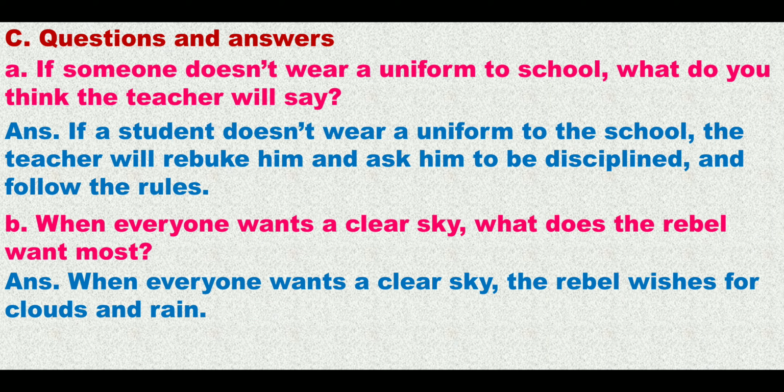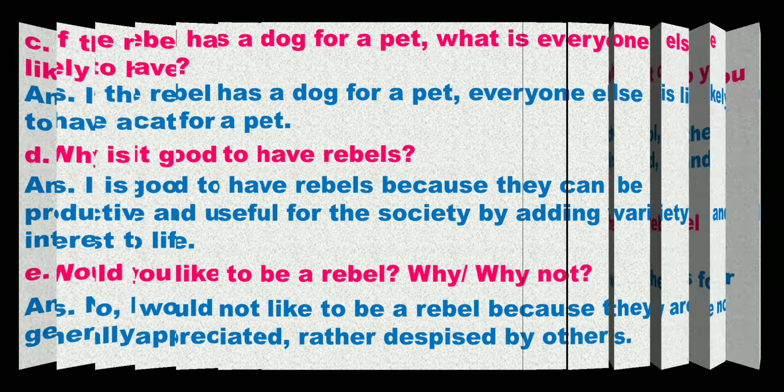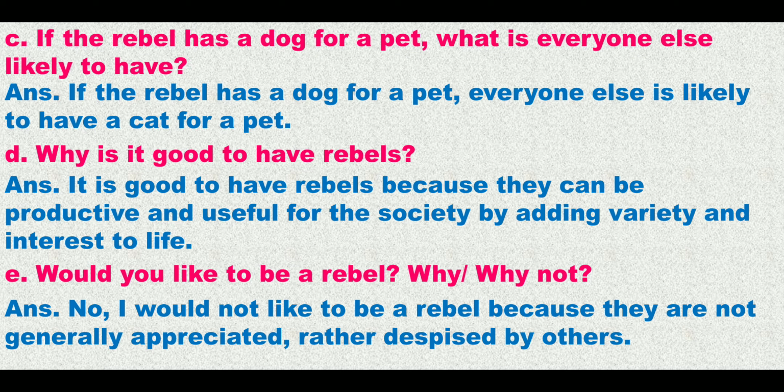Part C of the exercise, questions and answers. A. If someone doesn't wear a uniform to school, what do you think the teacher will say? Answer. If a student doesn't wear a uniform to the school, the teacher will rebuke him and ask him to be disciplined and follow the rules. B. When everyone wants a clear sky, what does the rebel want most? Answer. When everyone wants a clear sky, the rebel wishes for clouds and rain. C. If the rebel has a dog for a pet, what is everyone else likely to have? Answer. If the rebel has a dog for a pet, everyone else is likely to have a cat for a pet.